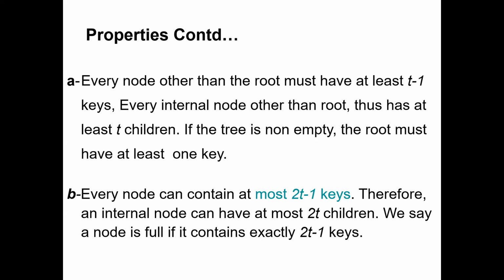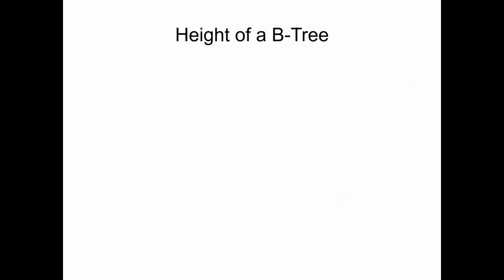If a node has 2t minus 1 keys and we have another key to insert in that particular node, then we can't insert a new key. Rather, we will split the node into 2 nodes and then place the new key in the sorted order where it lies.